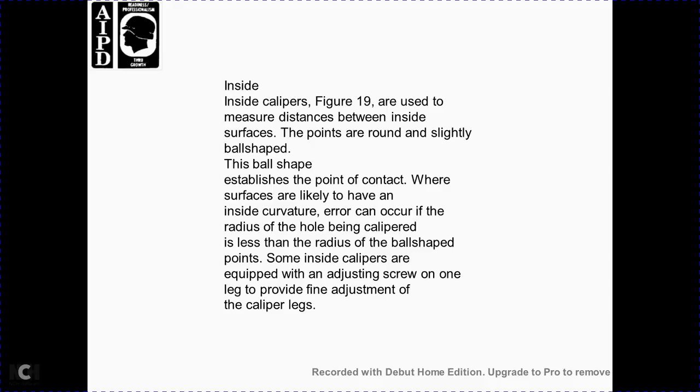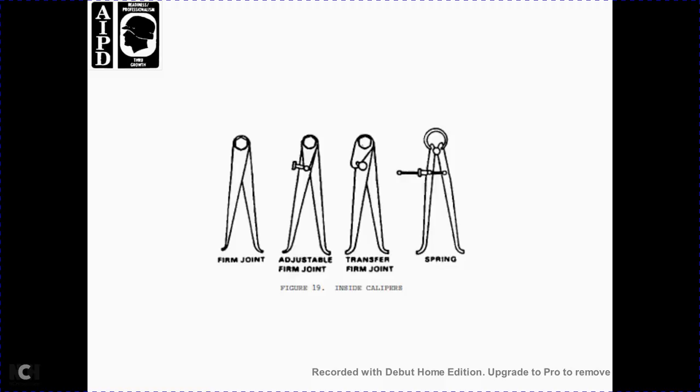Some of the inside calipers are equipped with an adjusting screw on one leg to provide fine adjustment of the caliper legs. The inside calipers are firm joint, adjustable firm joint, transfer firm joint, and spring.